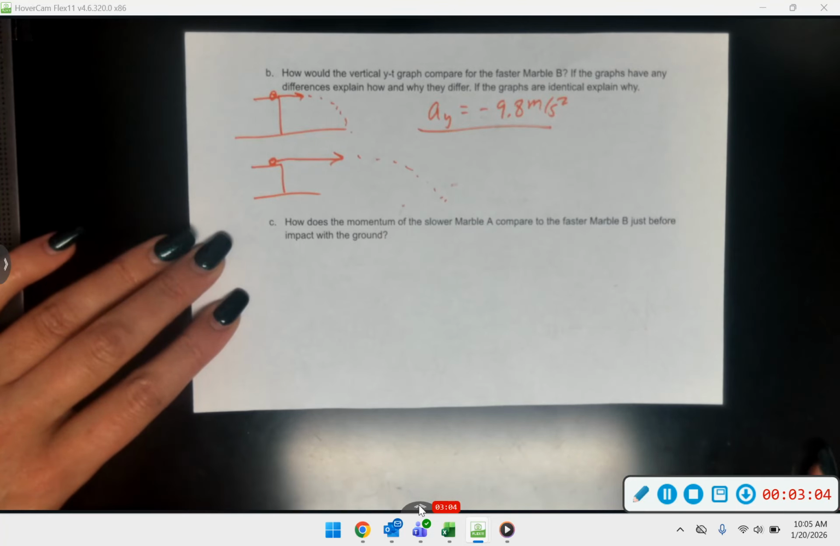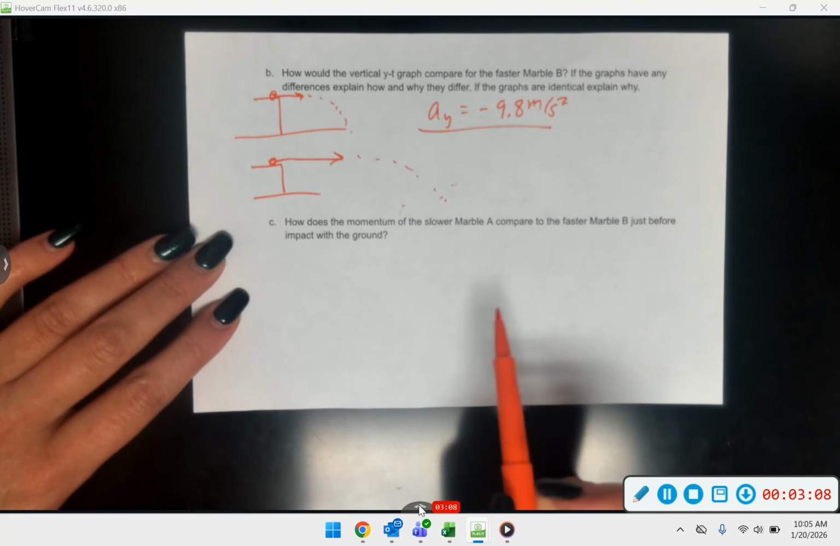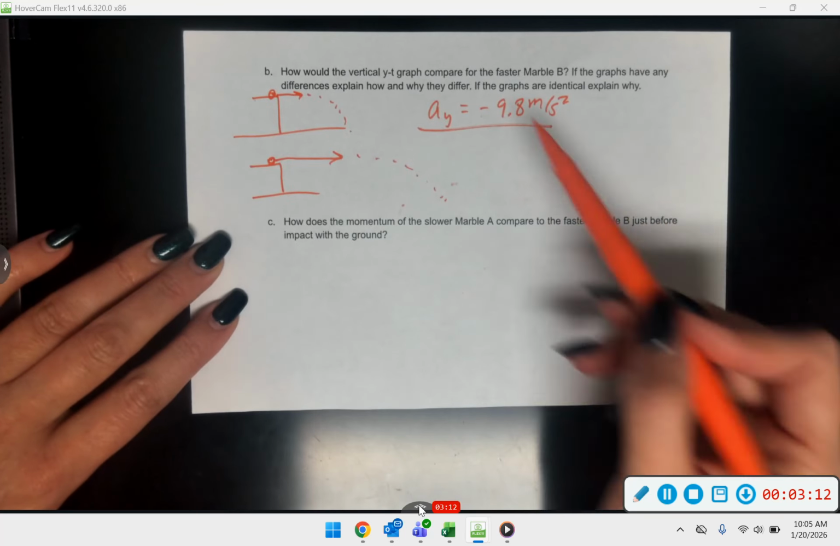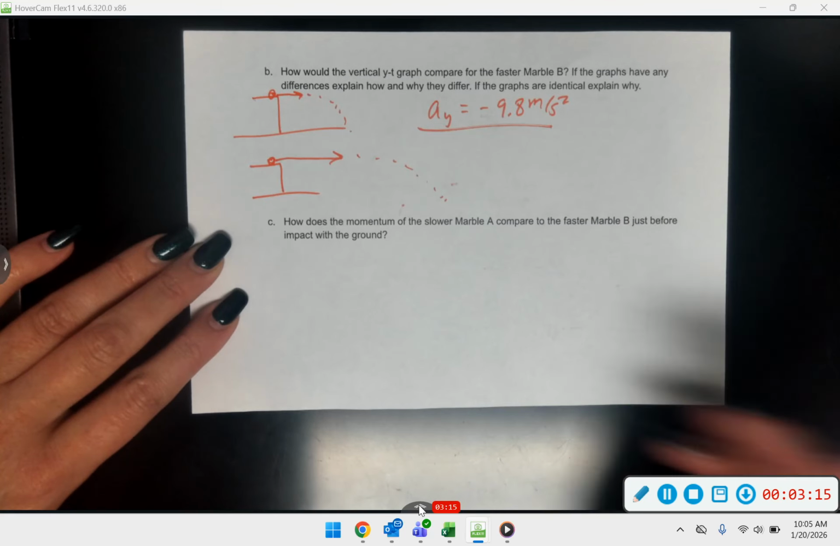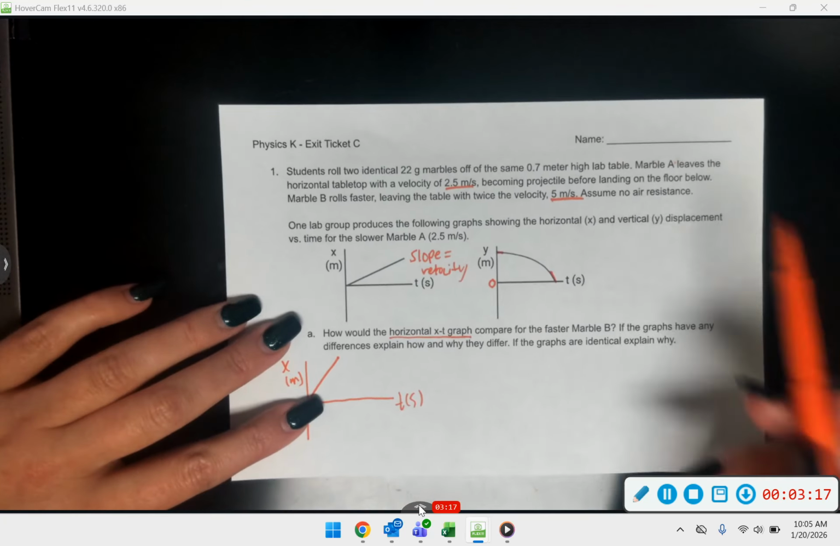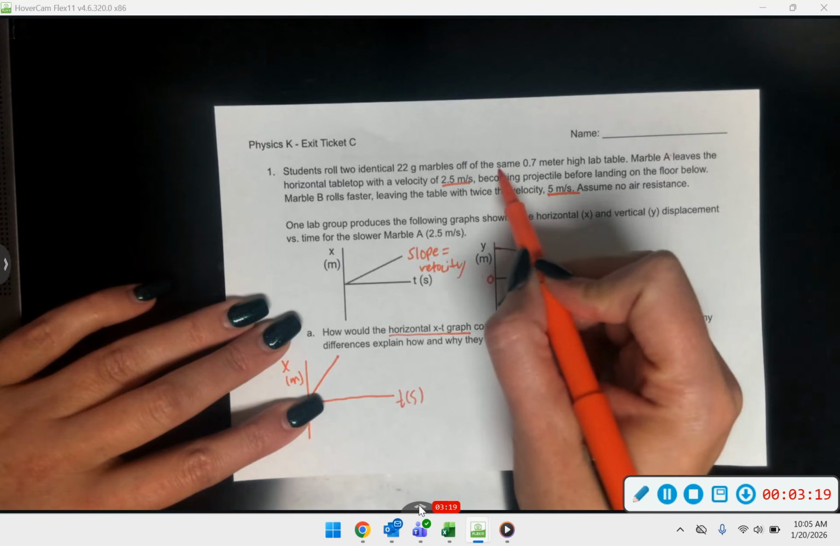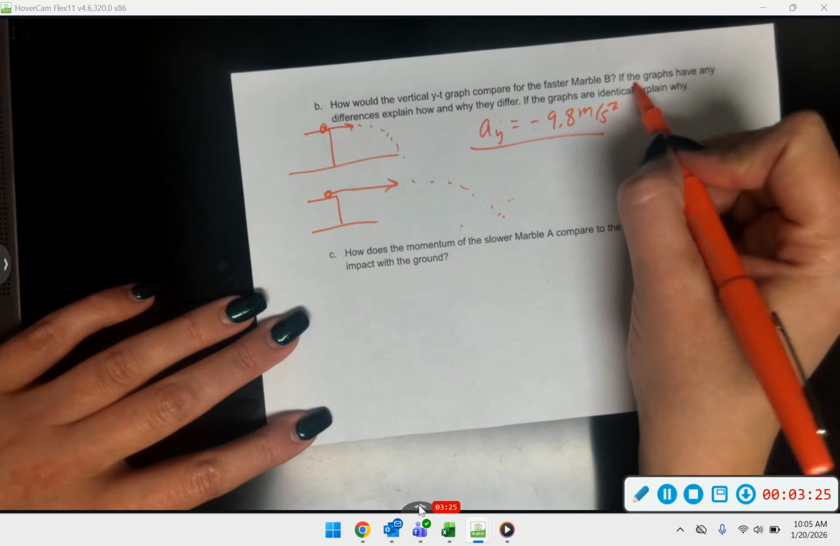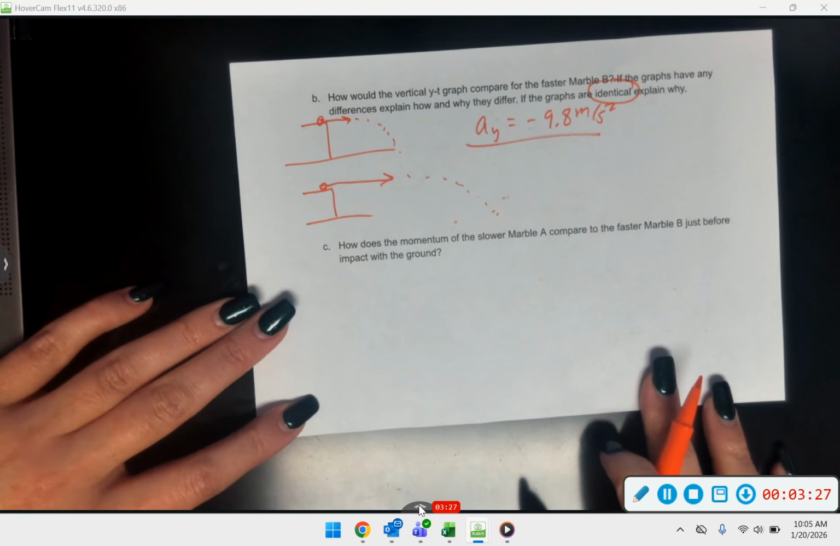All projectiles have the same vertical motion. All horizontally launched projectiles have the same vertical motion because they're all accelerating from rest at negative 9.8 meters per second squared. And because they both started at the same height, then the graph's going to be identical. So you're not going to have any change to the YT graph. They will be identical.